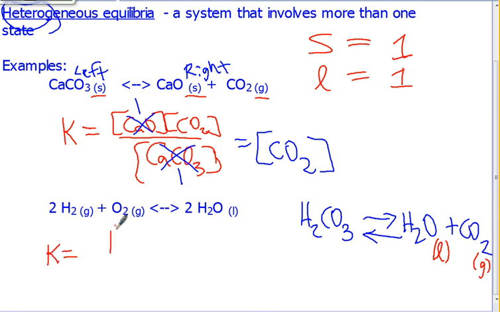So this one would be 1 squared over H2 squared times O2. Why 1? That's a liquid. We replace solids and liquids with 1. Do I really need to write 1 squared? No, because 1 squared is 1, right? But I'm just trying to hit all of those things and be super thorough right now.